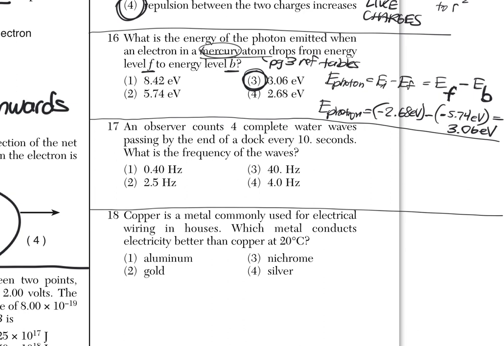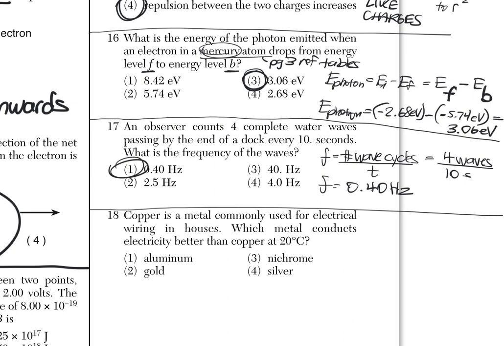What is the frequency? This is one of the formulas that I said in my review sheet is not on the reference table. Frequency is the number of wave cycles over the time that the waves happen. So we have 4 waves in 10 seconds. And so that frequency is going to be 0.4 cycles per second, otherwise known as hertz. So that is choice 1.